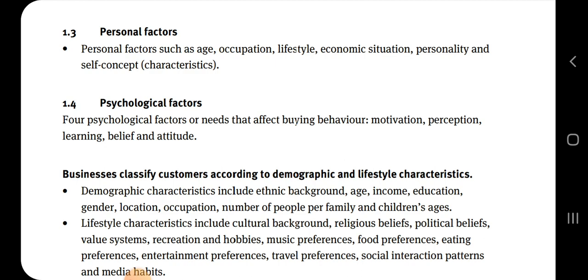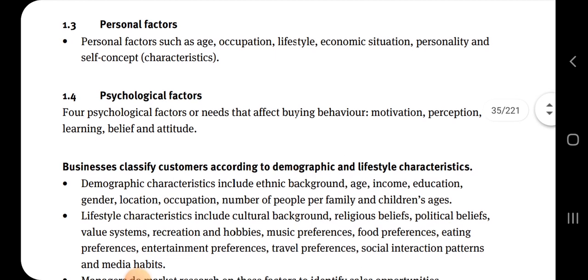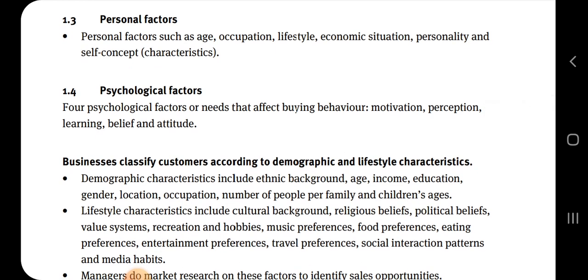And then we have psychological factors. There are four psychological factors or needs that affect buying behavior. It's motivation. Sometimes you have been motivated by someone. Someone has been raving about something. Oh my goodness, the whole day this person has been talking about this, I also want to try it. So you are motivated. And also perceptions: when you buy something at a mall, it will taste better because, oh, it's expensive. There's a perception that what is expensive tastes better than what is cheap. So you just buy expensive food because you feel like expensive food is the only food that tastes nice.